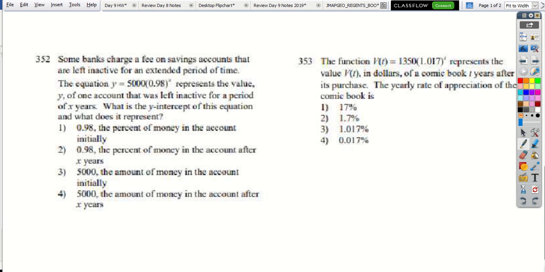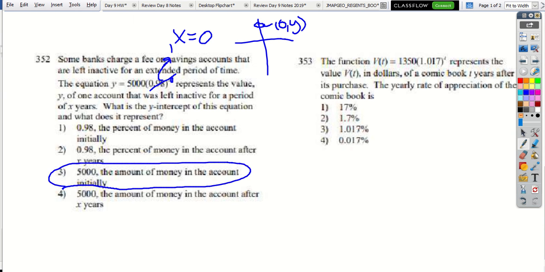So the y-intercept should be the initial amount, okay? When X is equal to 0, that means I have no years. That's what happens when I'm at some point on the y-axis. It's 0, comma, some y value, okay? So if I plug 0 in for X, this whole thing right here is just going to become 1, all right? So the y-intercept is 5,000, and it's the amount that's initially in the account, so it's choice 3.